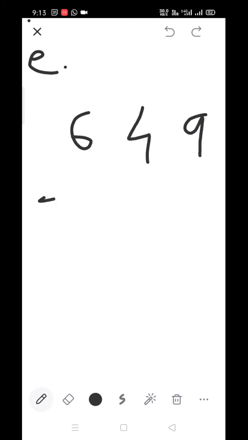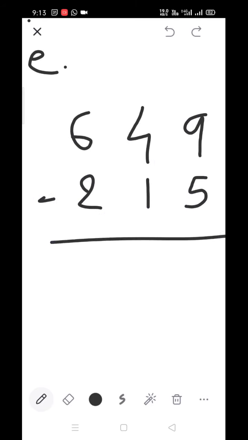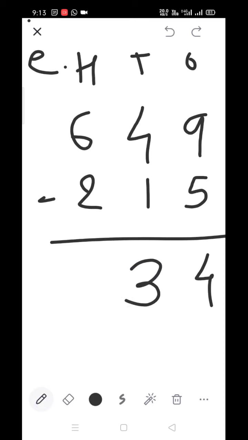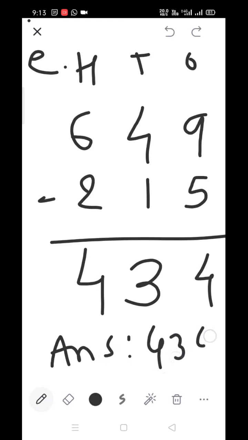E is 649 minus 215. Ones, tens, hundred. Okay, 9 minus 5, 4. 4 minus 1, 3. 6 minus 2, 4. Answer is 434.